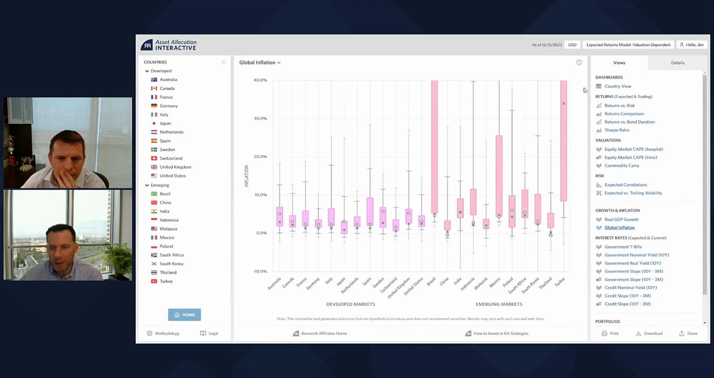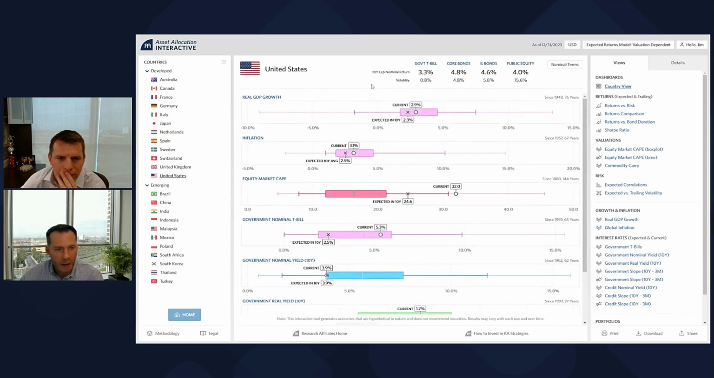And what I'm going to do is flip to a different screen. I'm going to click here where we have what we call country view. You can see this for many different countries, but we're defaulting here to the U.S. We can see all of our expectations for growth, CAPE ratios, and so on. But right here where we have inflation, this is exactly the same as we saw in the previous chart where we had every country. It's just blown up a little bit to be easier to read.